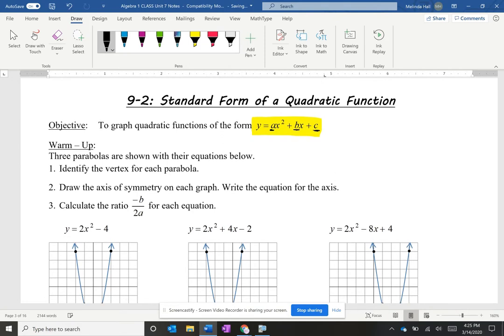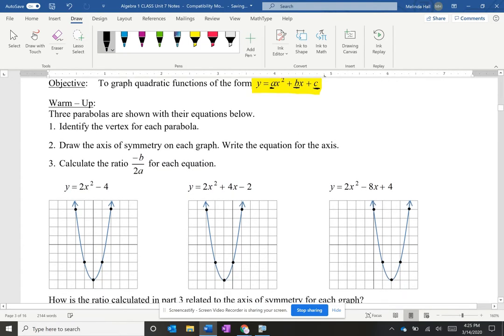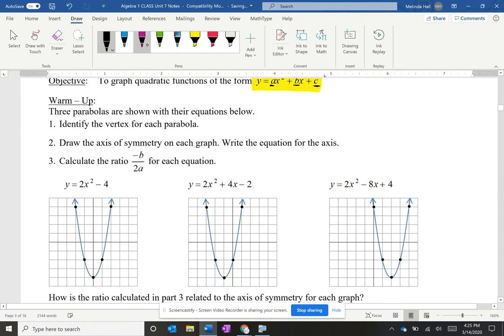So starting off with these 3 graphs, I just want to identify the vertex for each graph. Remember the vertex is the turning point, and that is down here for this one, and down here for this one, and down here for this one. All of these just open up.